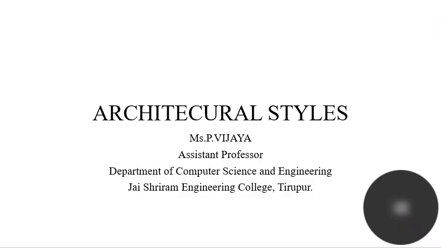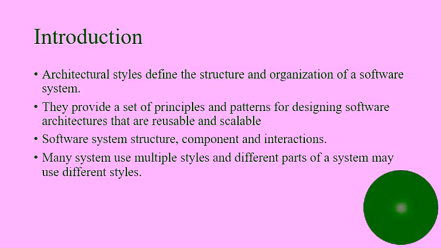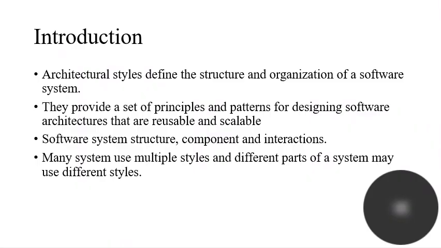Now I discuss about architectural styles. First, introduction. Architectural style defines the structure and organization of a software system. They provide a set of principles and patterns for designing software architecture that are reusable and scalable. It defines how the system is organized, how components interact, and how they work together to fulfill the system requirements. This style bridges between requirement analysis and detailed design or implementation.